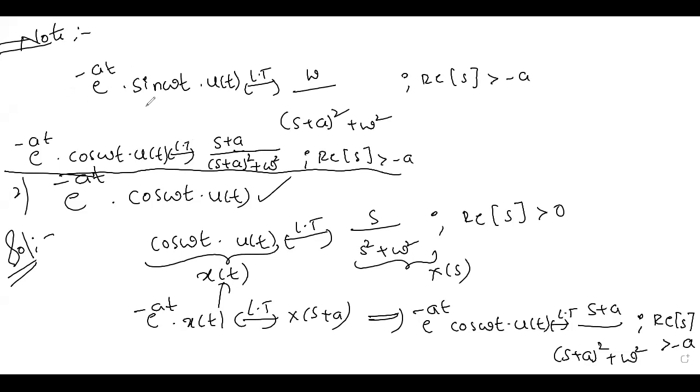What is the name given to these two functions? e power minus at sine omega t into u of t, and e power minus at cos omega t into u of t. These two are known as damped sine and cosine functions. And their corresponding Laplace transforms are these.